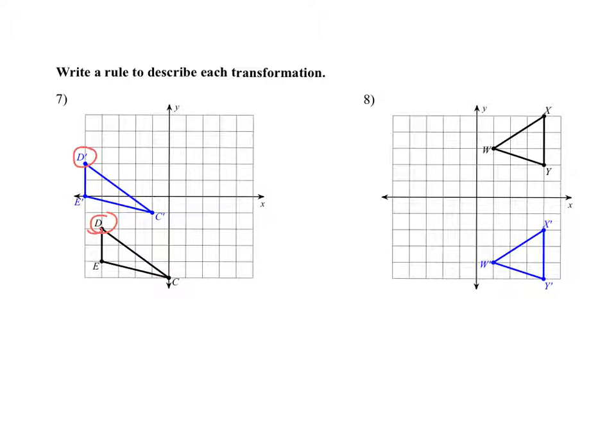So I go 1 to the left. So if you do that, you say X 1 unit left, and then Y, what happened to the Y? You go 1, 2, 3, 4. So Y is 4 units up. So that's how you describe it with words.